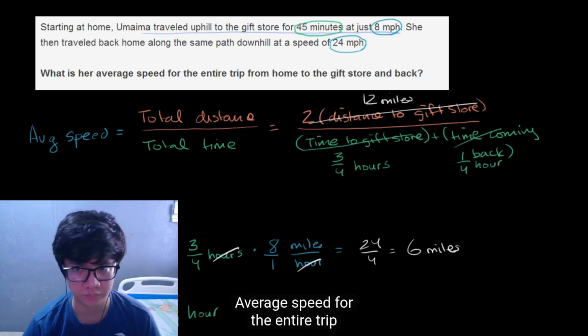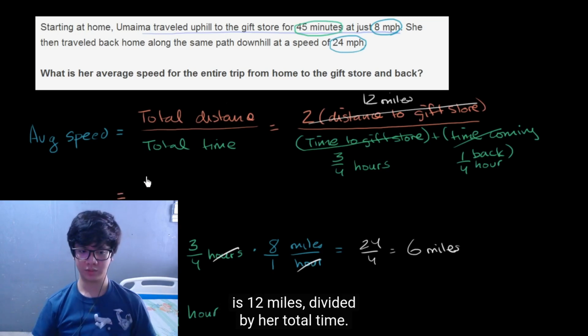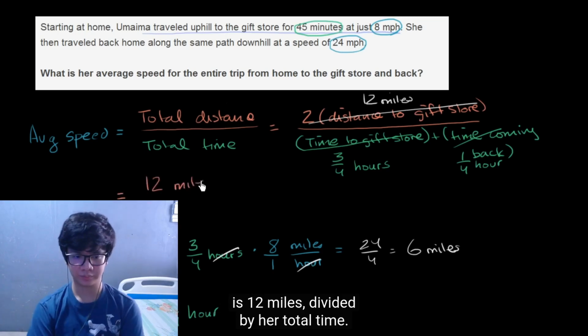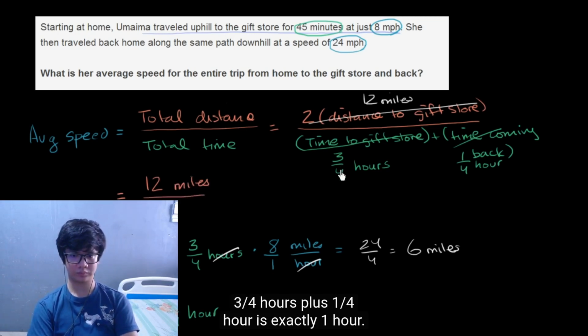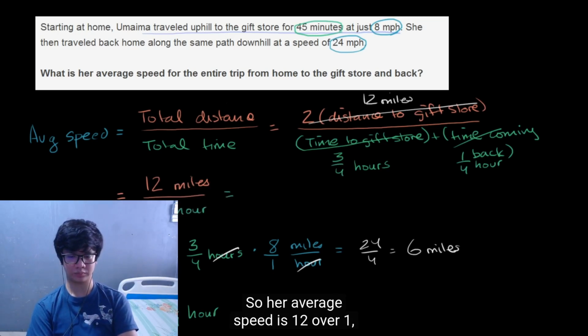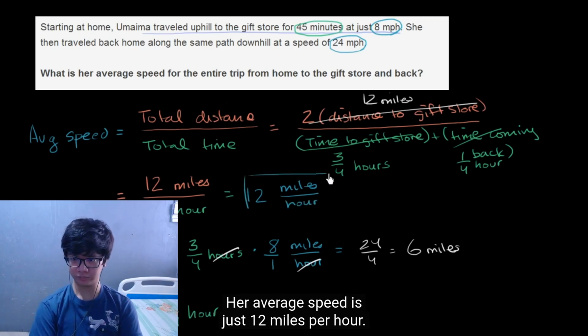Her average speed for the entire trip is going to be equal to the total distance, which is 12 miles, 12 miles divided by her total time. 3/4 hours plus 1/4 hour is exactly 1 hour. So her average speed is 12 over 1, which is just 12 miles per hour. Her average speed is just 12 miles per hour.